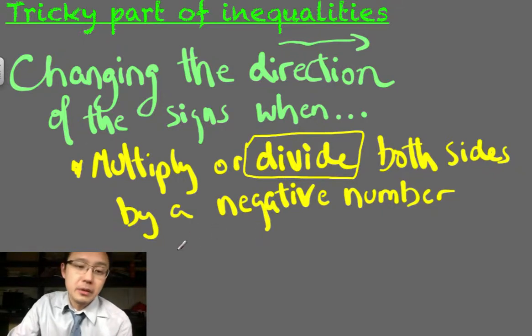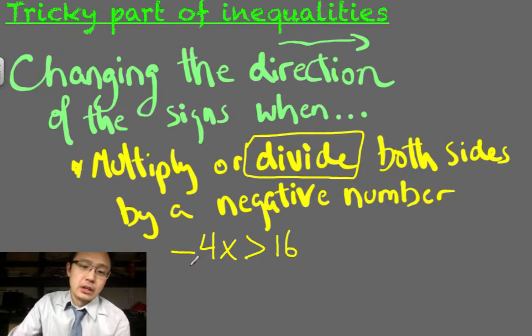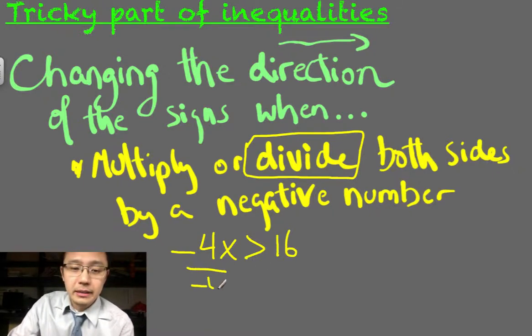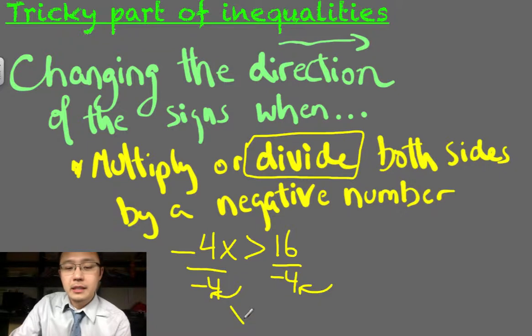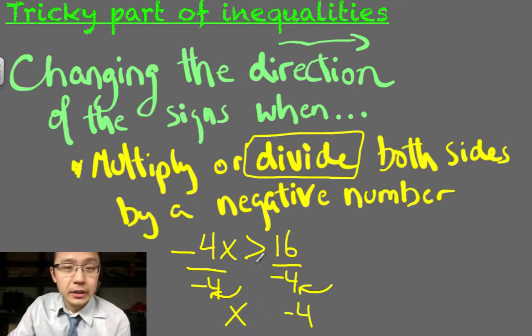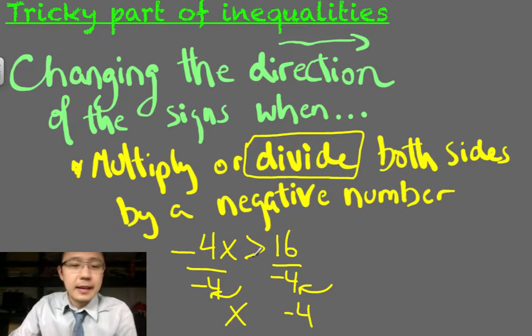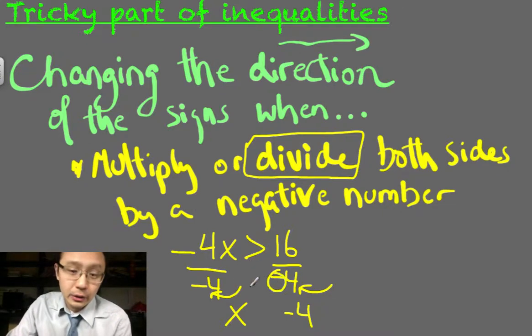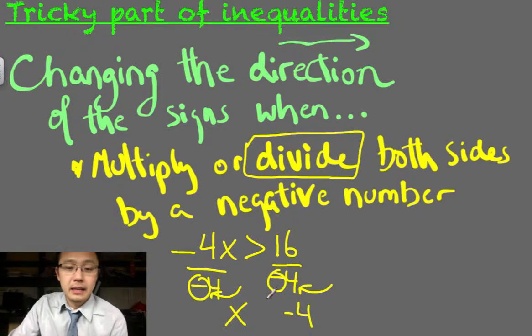An example of this is if you have, say, negative 4x is greater than 16. To solve for 1x, you divide by negative 4, divide by negative 4. Notice that you divide by a negative number on both sides. This will give you x and negative 4. So what sign are you going to have? Are you going to keep the greater than sign? No, because you divided both sides by a negative, this sign is going to switch. So that's the tricky side of inequality.